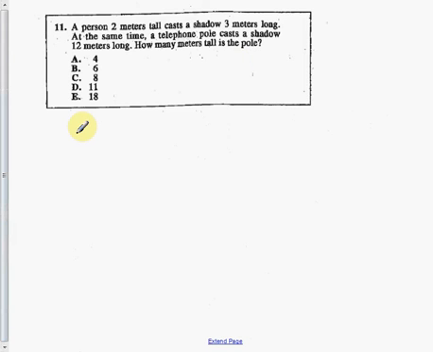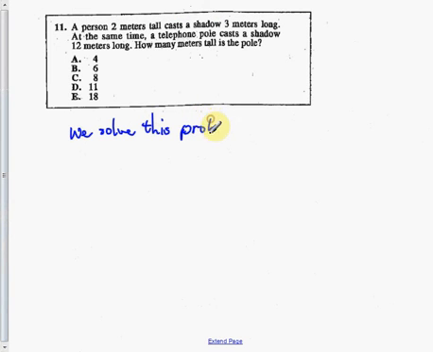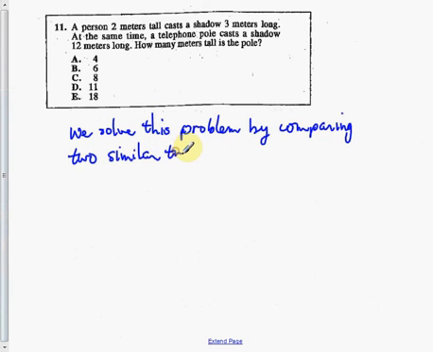So we solve this problem by comparing two, what we call here, similar triangles.